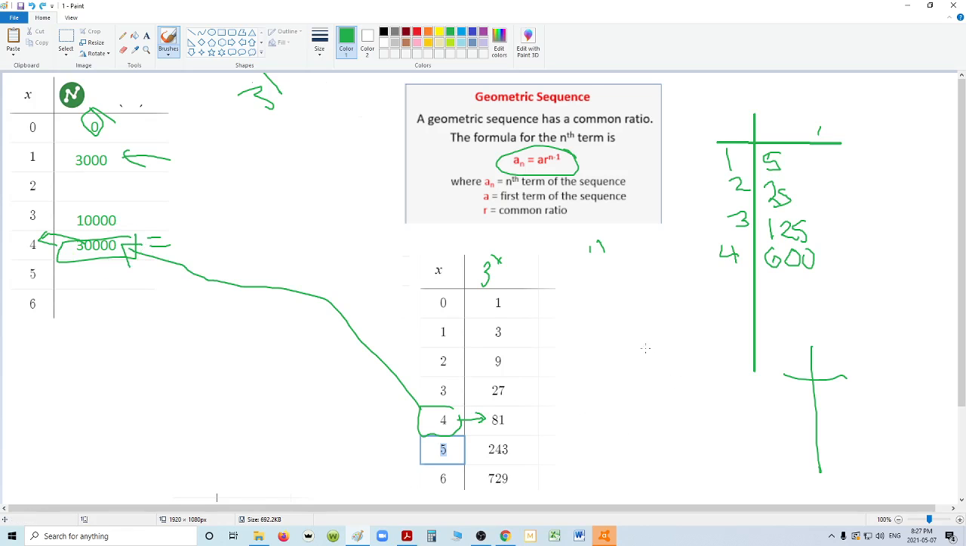So the question becomes, 81 times what number is equal to 30,000? Well, take 30,000 and divide it by 81. What's 30,000 divided by 81? Let's find out.